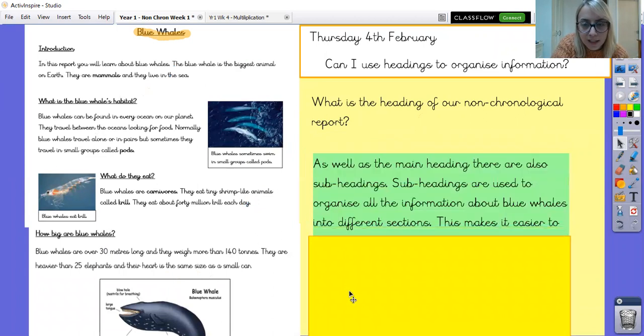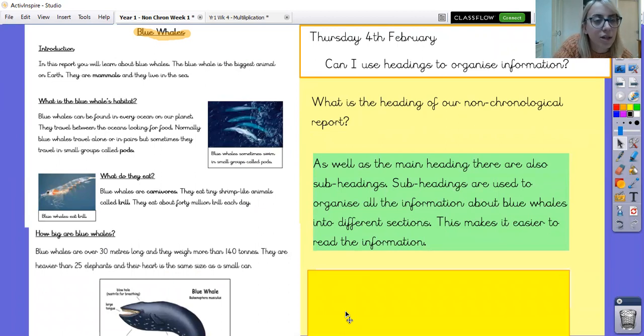That's right, we call them subheadings. So as well as there being the main heading, there are also subheadings. Subheadings are used to organise all the information about blue whales into different sections. And this makes it much easier for us to read the information.